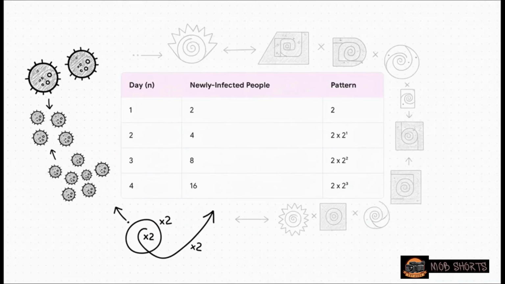Let's just track that growth for a second. On day 1, we've got 2 new cases. By day 2, that number doubles to 4. Day 3, it doubles again to 8, and by day 4, we're at 16. The pattern is crystal clear, right? Every single day, the number of new infections is being multiplied by 2. That gives us our sequence, 2, 4, 8, 16.